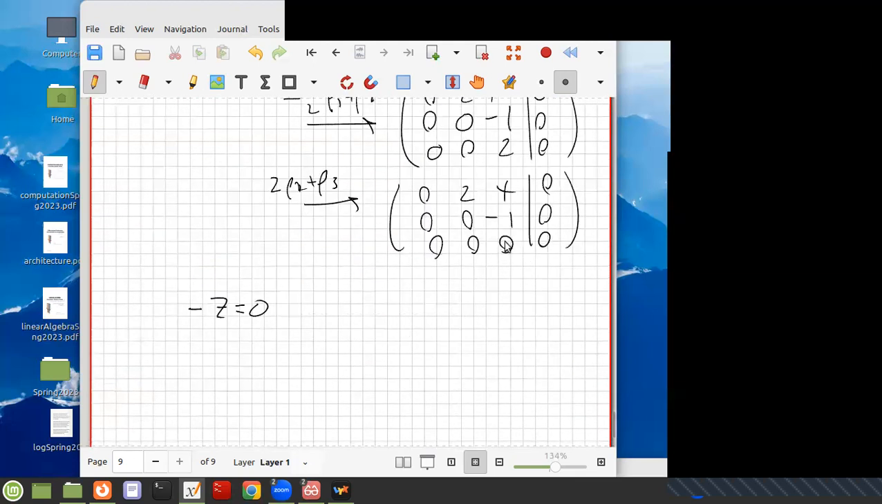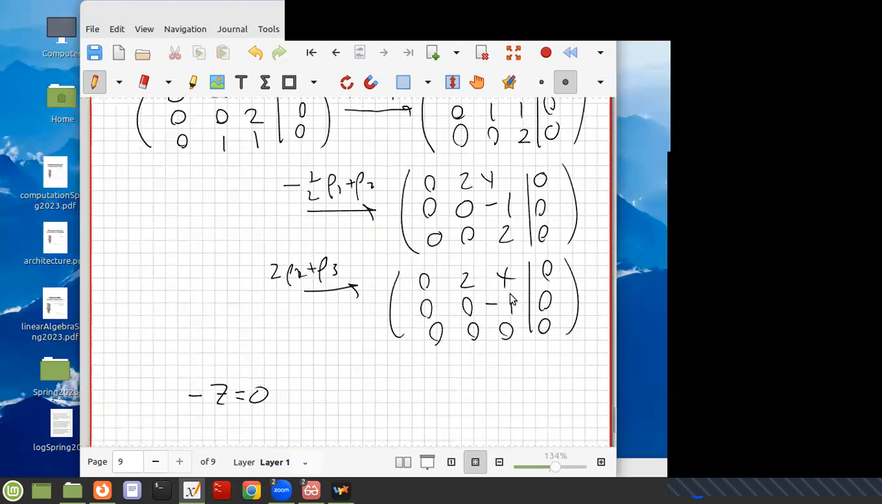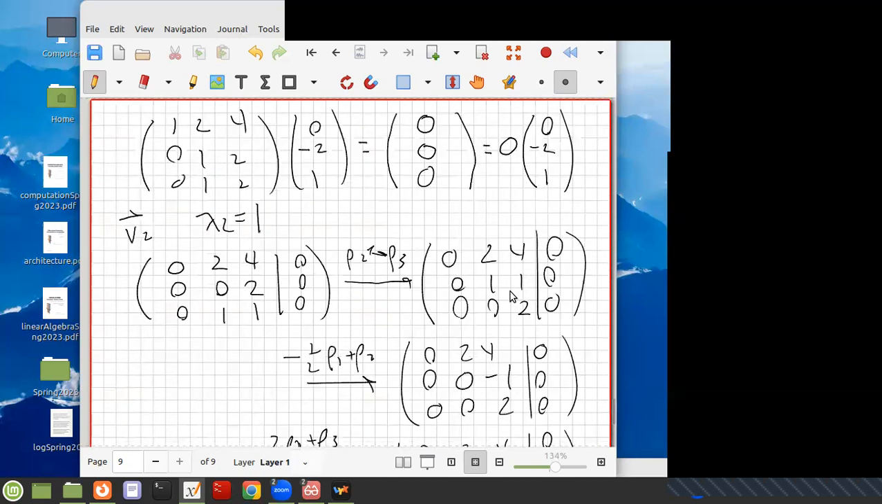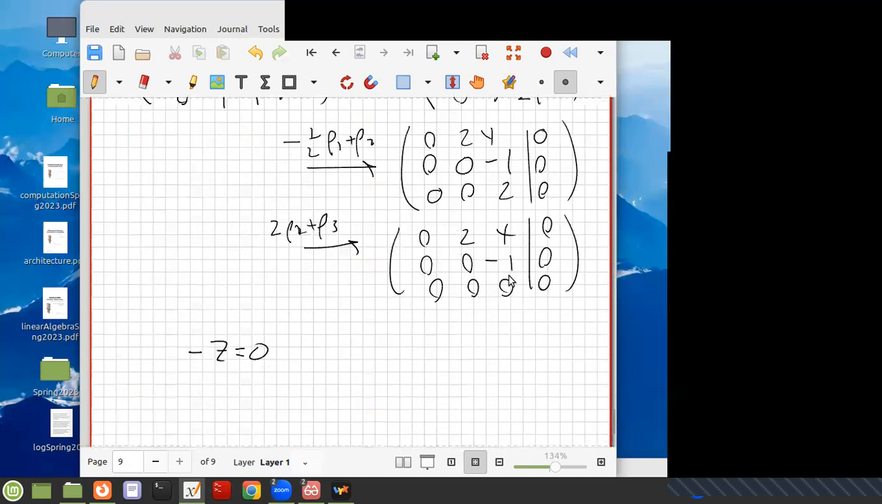Because we're going to get, if this was true, we would end up with, oh no, that's okay. This is okay. Yes, it's okay. Minus z equals 0. Sometimes these equations turn out this way.